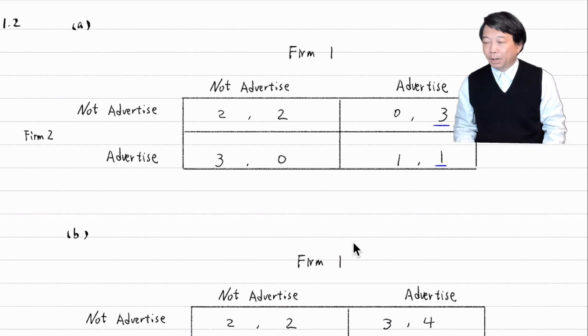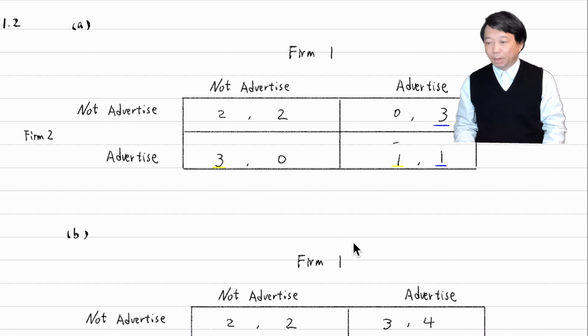The same reasoning applies to firm 2. If firm 1 chooses not to advertise, then firm 2 gets a profit of 2 if it follows suit. However, it gets 3 if it advertises. Firm 2 will advertise in this case, and we underline the number 3. If firm 1 chooses to advertise, firm 2 gets 0 if not advertising, but 1 if advertising. Advertising is its best response. We underline the number 1.